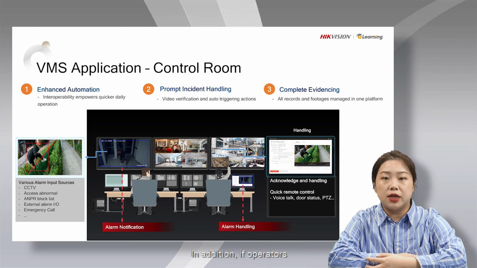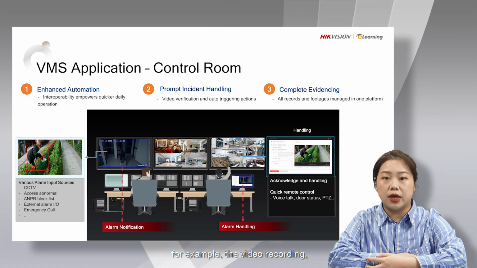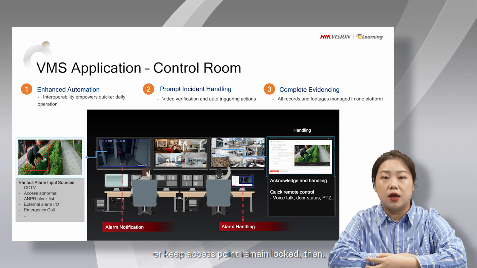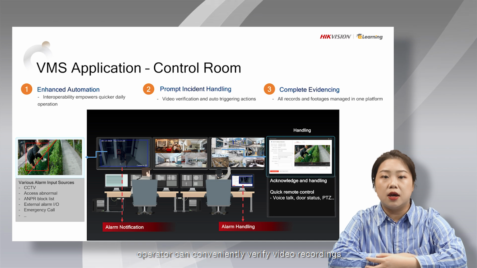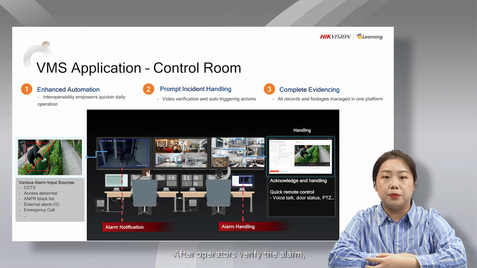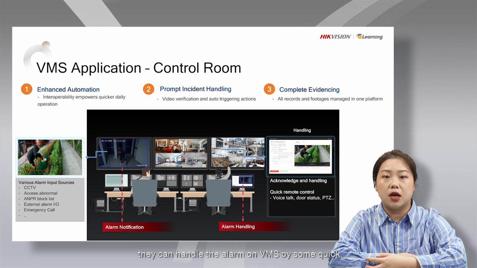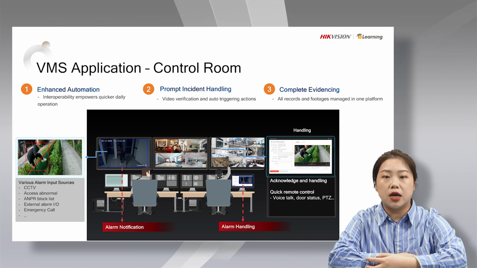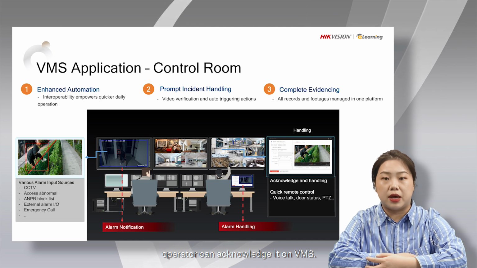In addition, if operators set some alarm linkage action to the alarm, for example, video recording or sending email automatically or keeping an access point locked, then the operator can conveniently verify video recordings or realize auto-triggering actions. After operators verify the alarm, they can handle it on VMS by some quick remote controlling functions, such as voice talk, dual status, PTZ. Then, if the incident is handled well, the operator can acknowledge it on VMS.